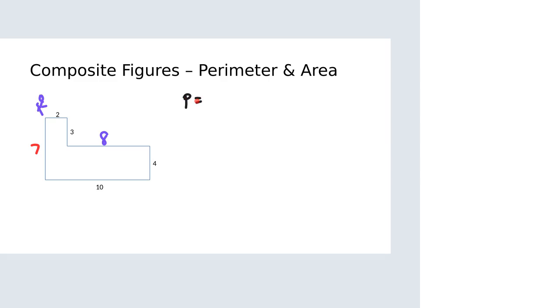Imagine myself up there in that top left corner. You don't have to start there. You can start anywhere. Just make sure you don't miss any. It's 2 plus 3 plus 8 plus 4 plus 10 plus 7. Let's see, 1, 2, 3, 4, 5, 6. 1, 2, 3, 4, 5, 6.